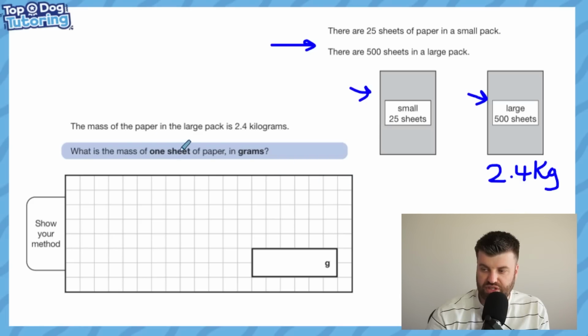What is the mass of one sheet of paper in grams? So in this question, we see this a lot, it's a cooked-in conversion, and it expects you to know the fact. And this is one of a few facts you need to know.